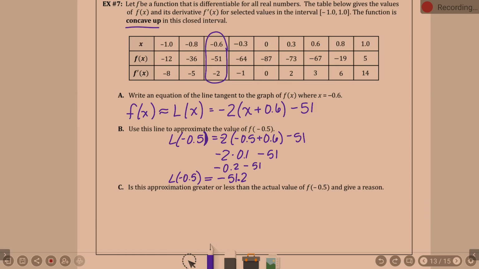Is this approximation greater or less than the actual value of -5/10? Give a reason. It's going to be less than because it's concave up on that interval. You can't have a tangent line that would intersect twice. The key is concave up. If it's concave up, my tangent line has to lie below, and so my approximation is less than the actual value.